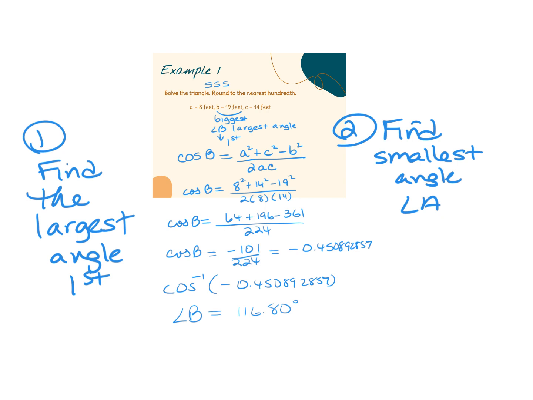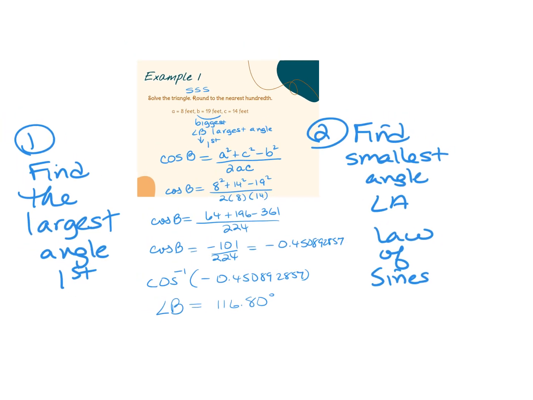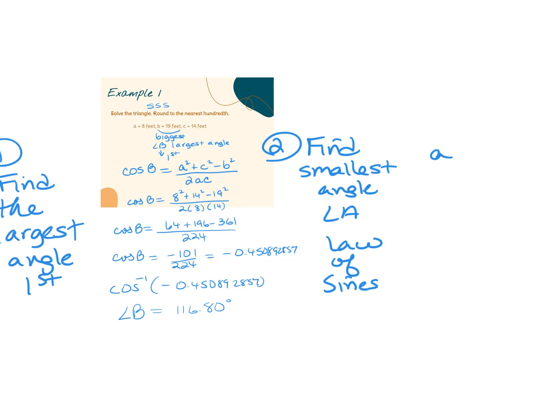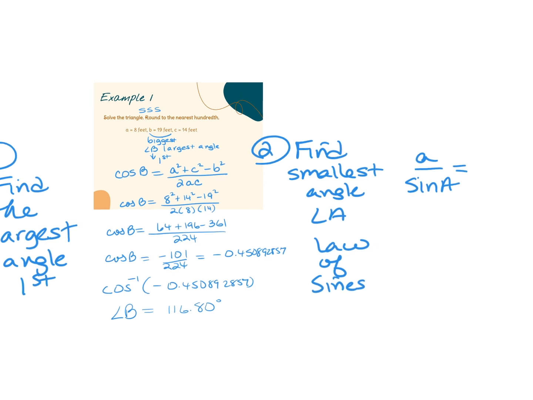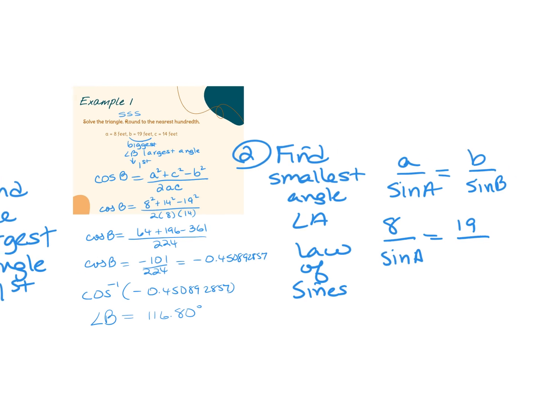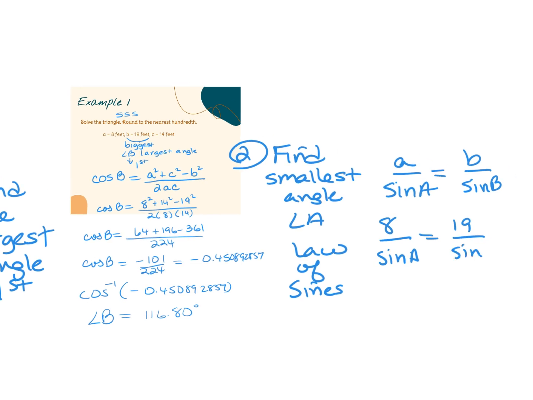I'm going to be doing law of sines to find my next angle. Let me set up my proportion: A over the sine of A is equal to B over the sine of B, since I just found angle B. I know side length A is 8. I do not know angle A yet, and side length B was given to me as 19. And then over the angle I just found, the 116.8.